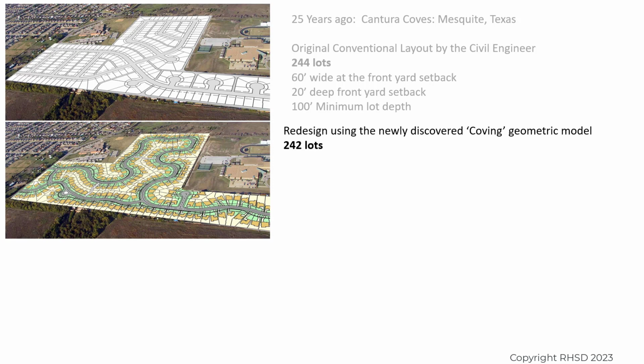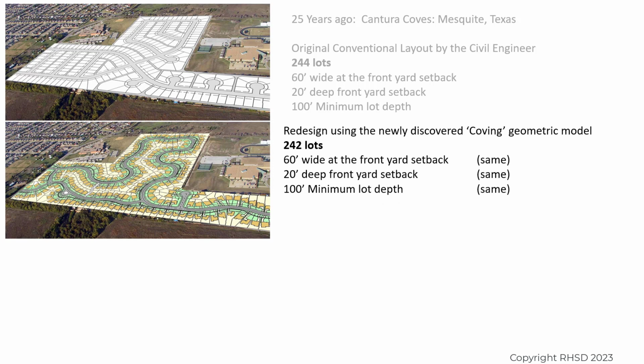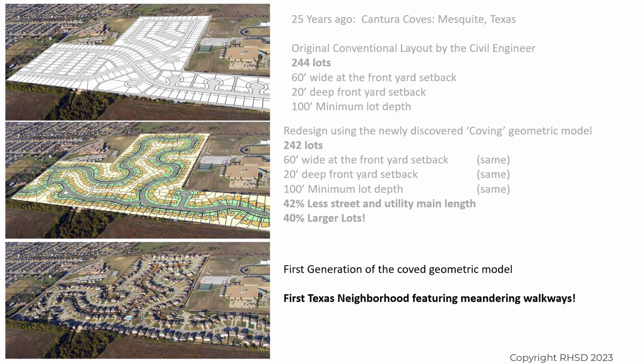It's a geometric model to redistribute the space of the development. It's got two less lots. It has the exact same regulatory minimums. It met all of the code, but it has 42% less street and utility main length and 40% larger lots. It's one of the first neighborhoods that included meandering walks to add elegance to the streetscape.